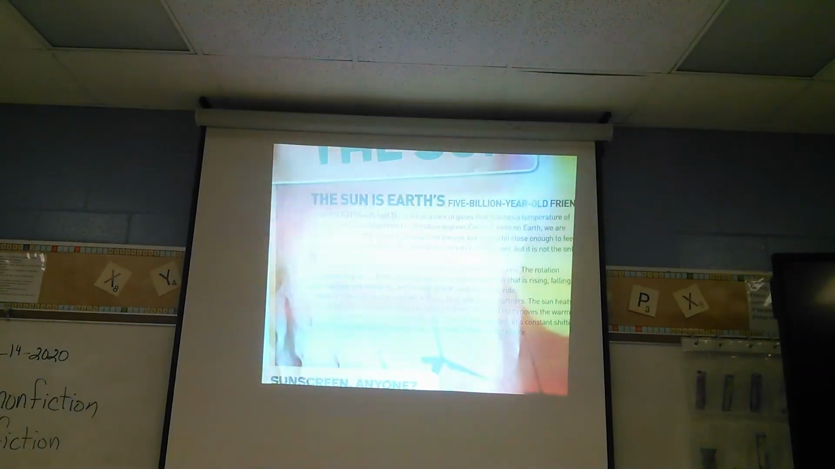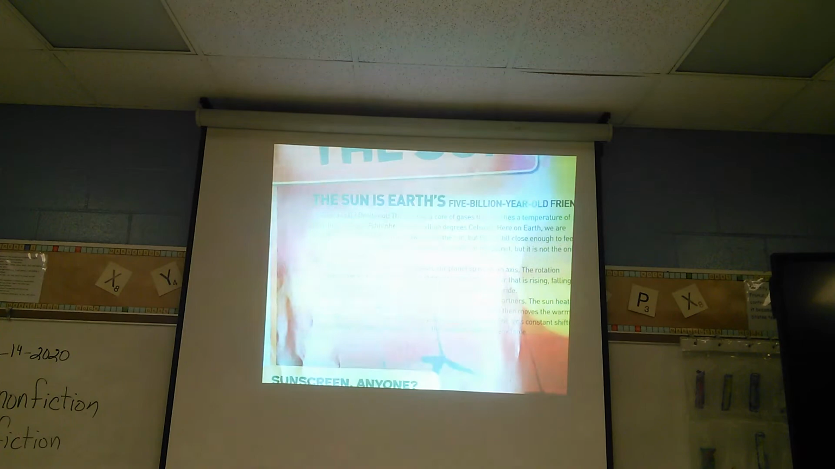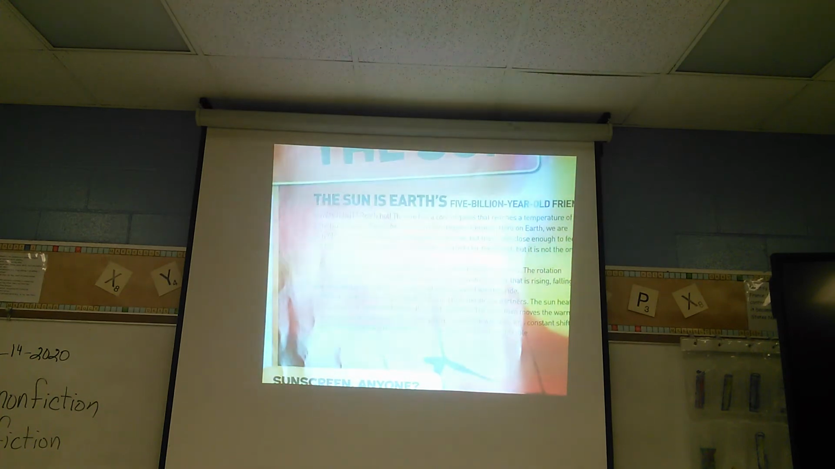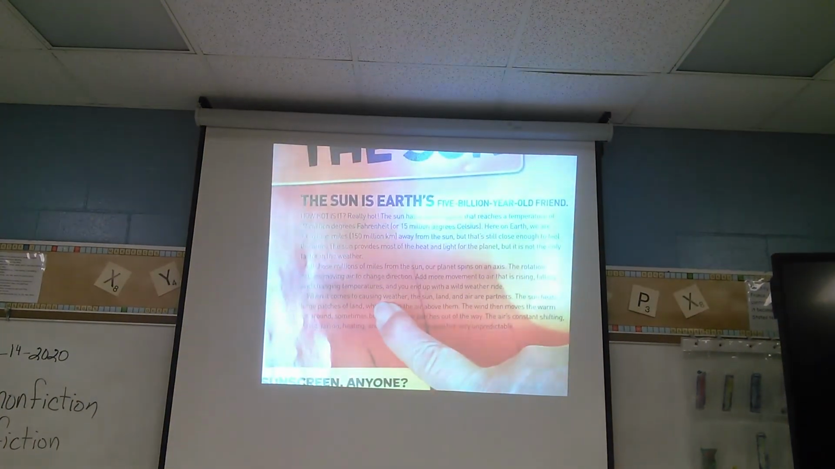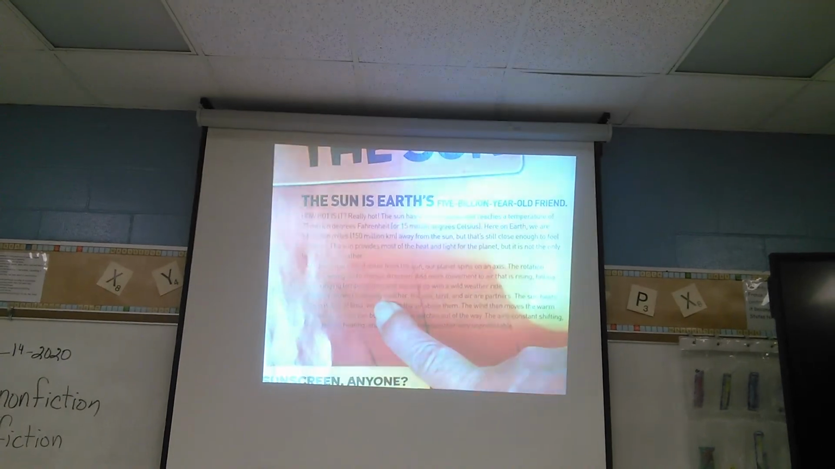So what, this whole page, these 3 paragraphs, what is the author trying to tell you, or teach you, I should say? What is the author trying to teach you? Dylan? The cause of weather. What is the cause of the weather? The sun and air and wind. Okay, so can you see this sentence here? When it comes to causing weather, the sun, land, and air are partners.